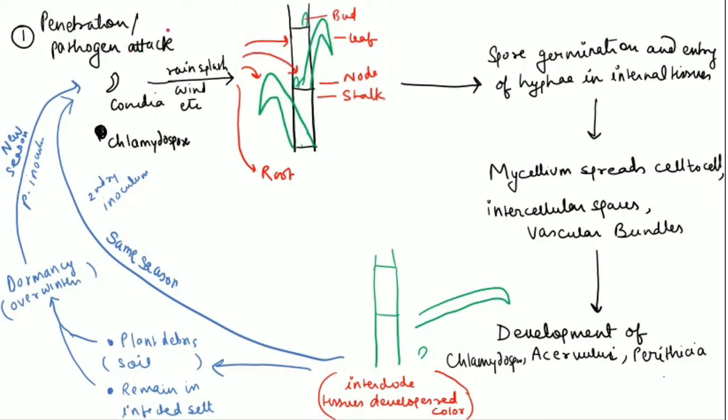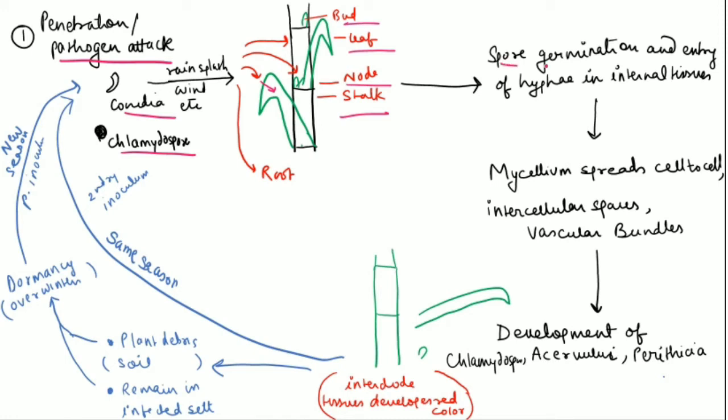Now next is the disease cycle. So the disease cycle basically starts with the attack of the pathogen on the sugarcane plant. Initially the conidia or the chlamydospores attack different parts of the plant. Basically what happens is that these conidia or chlamydospores, via abiotic and biotic agents, reach the sugarcane plant surfaces, be it the bud or the leaf or the node or the stalk, that is the main stem. And after reaching there, they start entering inside the plant by releasing certain chemicals.